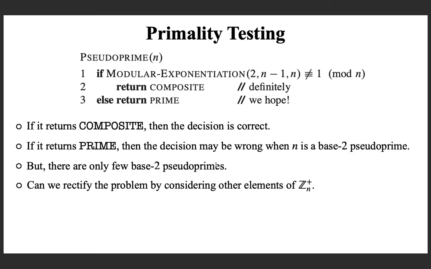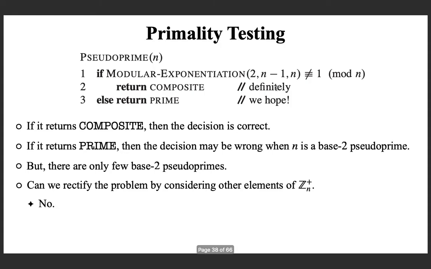Now the question here is, can we rectify this error by considering other elements from Zn plus? Here we are taking A as 2, but A can be an arbitrary element in Zn plus. Now the question is, by selecting a different number as A from this set, can you rectify this issue? Maybe you go for all the elements, finitely many, only n minus 1 elements are here. So you go for all those numbers as A, then can you rectify this problem?